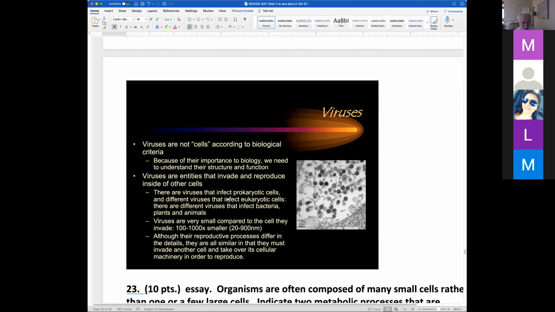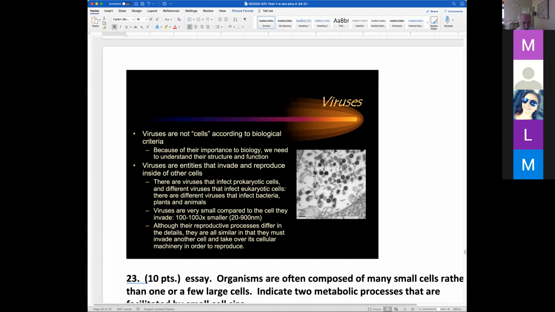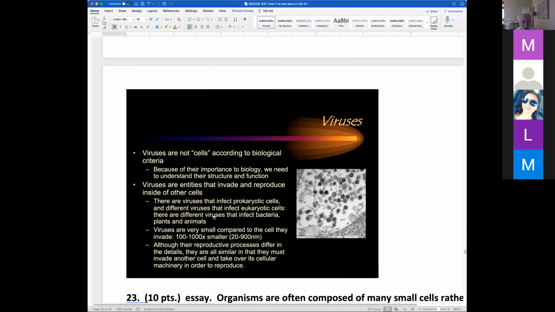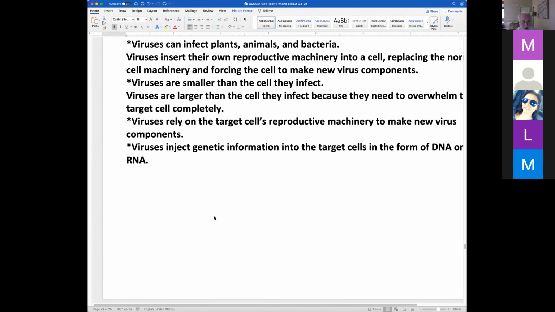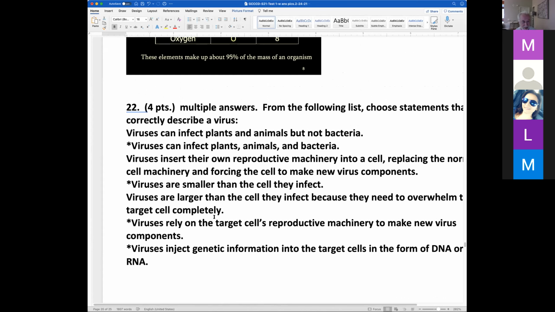There are viruses that infect prokaryotic and eukaryotic cells. Different viruses infect different organisms. They're very small compared to the cell they invade. And the reproductive process differs in that they have to take over the cellular machinery of their host cell. So if you go back to the possible answers, first, viruses can infect plants and animals, but not bacteria. Well, that's not true because it infects bacteria. So this is true. It can infect anything.